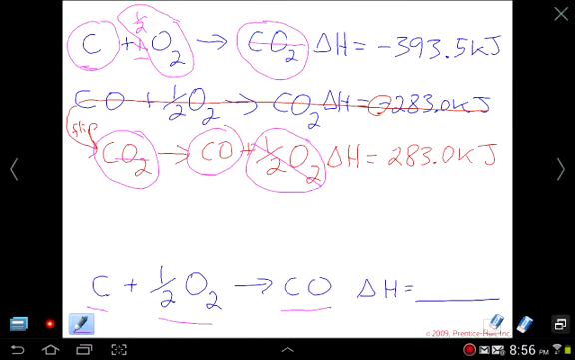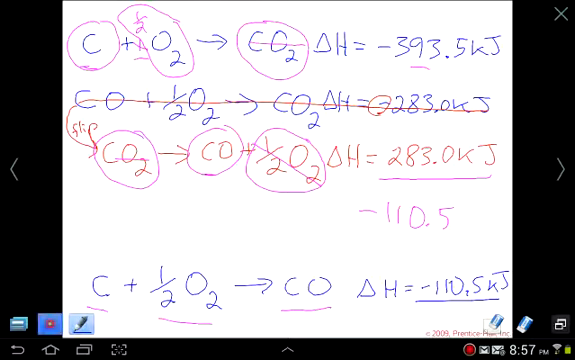If we've arranged everything correctly to give us the final equation, what's left to do is to total up our delta H's. So in this case, we'll take 283.0 kilojoules and essentially subtract that from 393.5 kilojoules. So go and do that on your calculator. And that should give us a total value of negative 110.5. And that essentially will be the delta H of this final reaction, negative 110.5 kilojoules. And that's what we're able to determine.